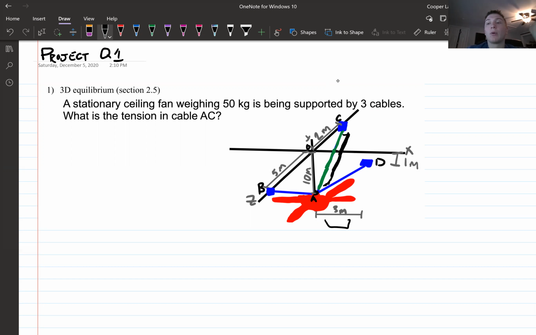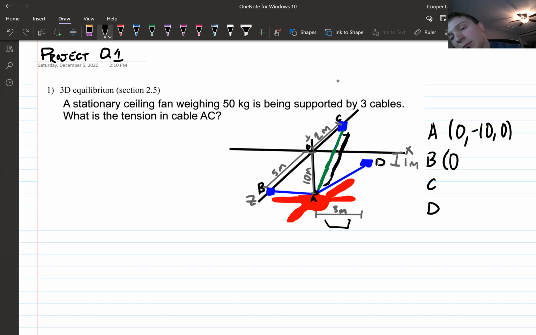So what I'm going to start off by doing is grabbing the points of all of the major points on the graph. We'll start with A, then B, then C, and then D. The point of A is going to be 0, -10, 0, because it's only changed in the y-axis. Then moving on to point B, it hasn't moved anywhere on the x-axis, so that's 0. It hasn't moved on the y-axis either. However, it is 5 meters away from the origin on the z-axis, which means it's going to be 5 there.